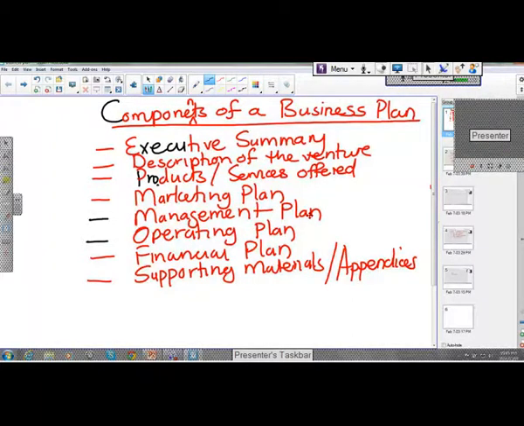Operating plan again. This will tell us, in your business, if you are manufacturing something, how you'll be manufacturing. What processes are you going to use? How are you going to ensure that there is quality? How are you going to ensure that the standards of quality are maintained? Those are the operating plans.